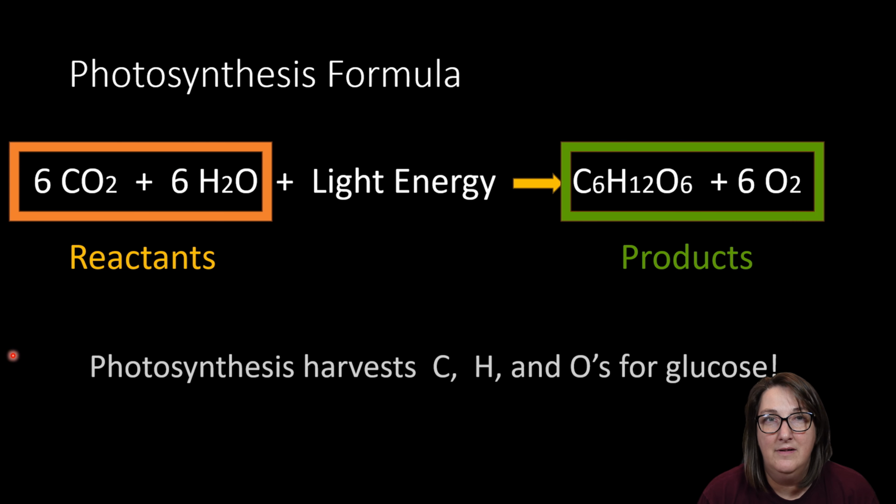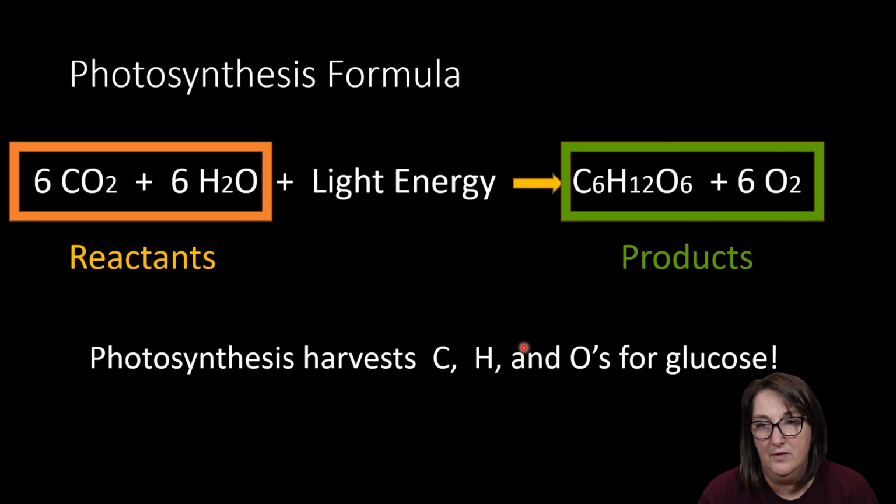We got to have C's, H's, and O's for glucose. So this is kind of the big takeaway for photosynthesis. I have to make sugars. For me to make sugars, I need C's, H's, and O's. I have to harvest these to be able to make this sugar. The only place I can get these C's, H's, and O's is over here.